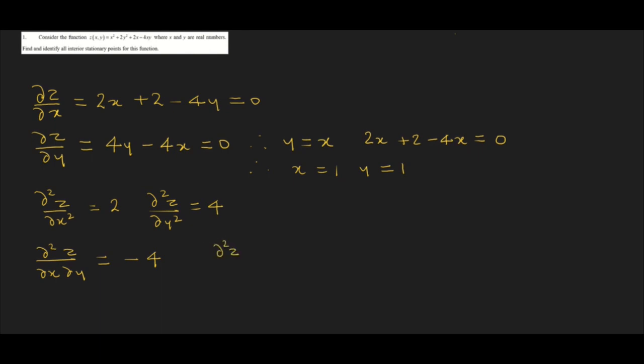Now we can show that this implies that this is a saddle point, because if we take the square of the cross partial derivative, that's equal to 16. That's greater than the product of the second order partial derivatives with respect to y and with respect to x. So therefore we know that this point that we've identified is in fact a saddle point.